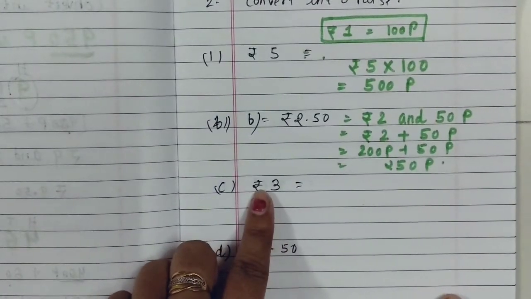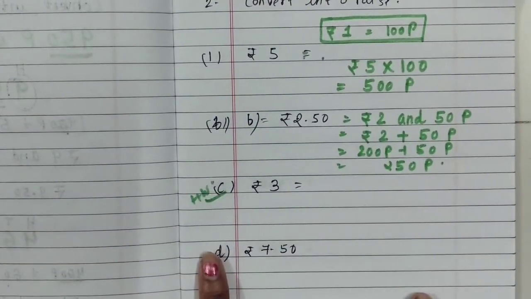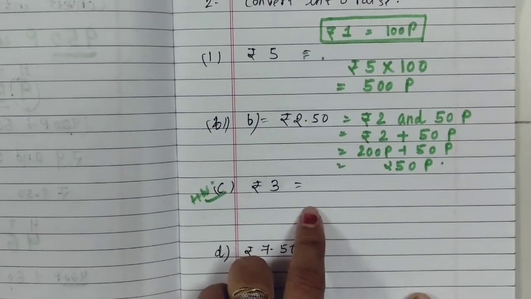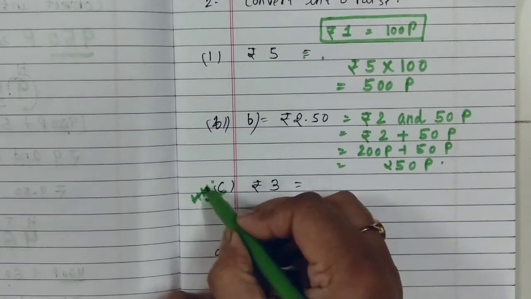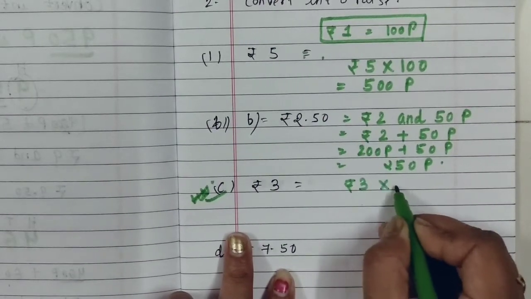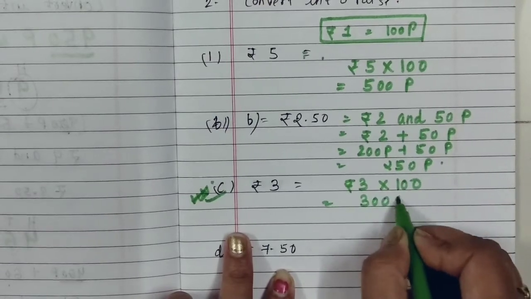Now rupees 3, this is homework. You have to complete it by own. How you can do it: rupees 3 into 100 is equal to 300 paisa. Okay, so write it. Or let it be, you can write it as rupees 3 into 100, so it will be 300 paisa.